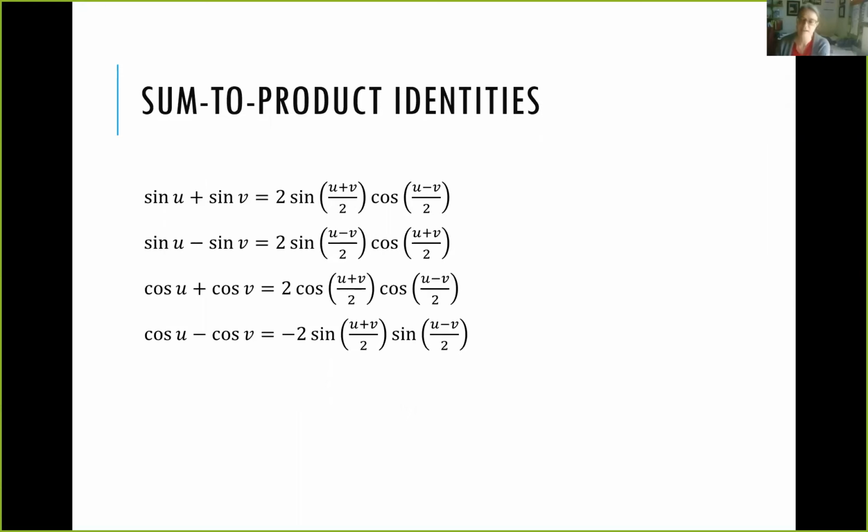Negative 2 times the sine of half of the sum times the sine of half of the difference.